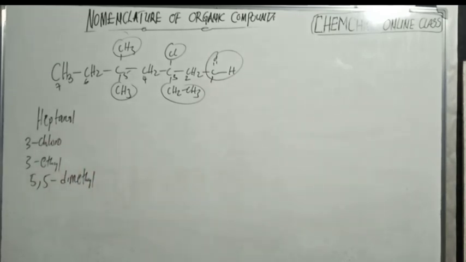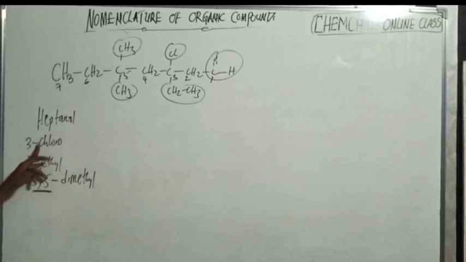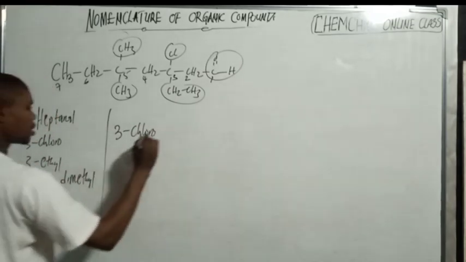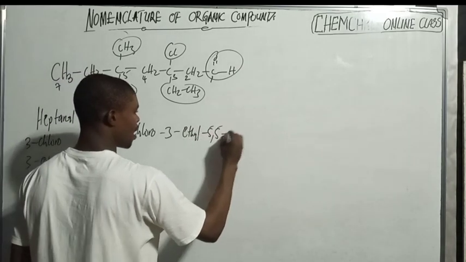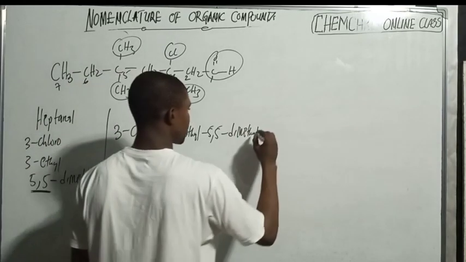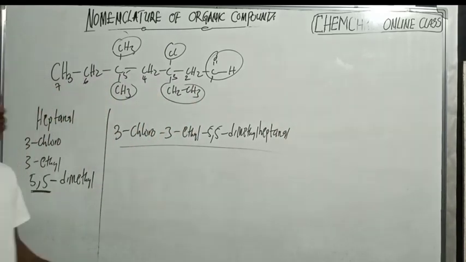Now let me say this here. Number and number are always separated by a comma. The number and alphabet are separated by a hyphen. Do you understand? So C will come before E, and E will come before M. Do you understand? So we're going to write 3-chloro, right? 3-ethyl. Then 5,5-dimethyl heptanal. So that is the name.